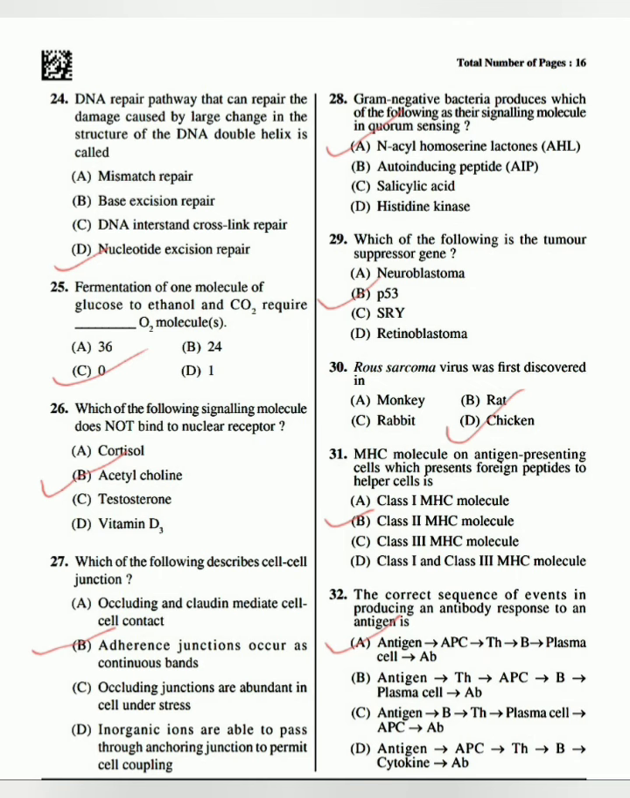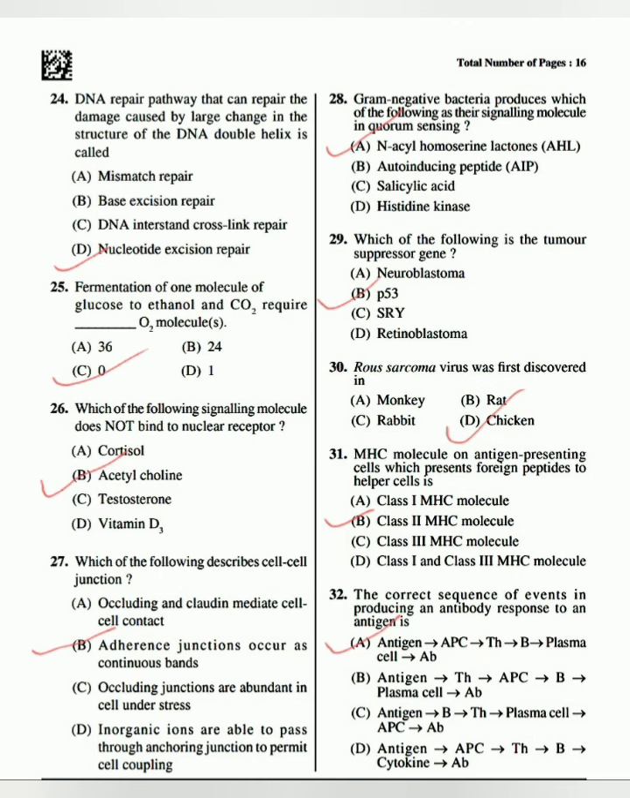Which of the following signaling molecules does not bind to a nuclear receptor? It is written does not bind. So, cortisol, acetylcholine, testosterone, vitamin D3. The correct answer is acetylcholine.